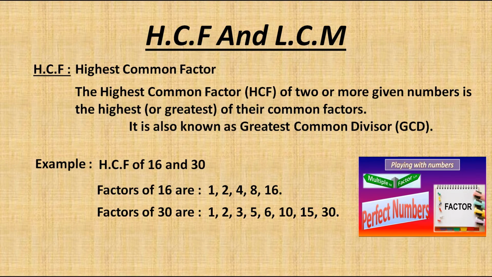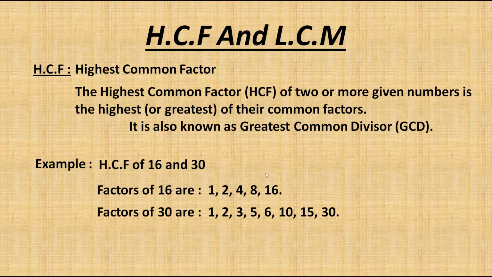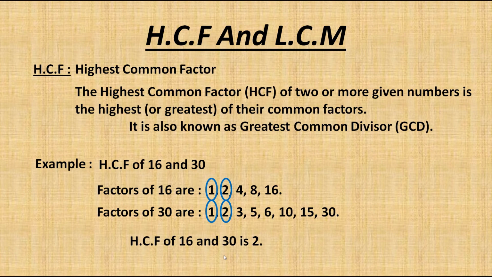Now here I directly wrote the factors. Okay, I didn't explain here how to find factors. For that you have to go to that video. Now we found the factors of 16 and 30. Now we have to choose common factors from both these rows. Okay, so here 1 is common and 2 is common. Now we have to find which one is greater. Everyone knows that 2 is greater than 1. So the HCF of 16 and 30 is 2. Okay, it's easy if you are able to find factors.